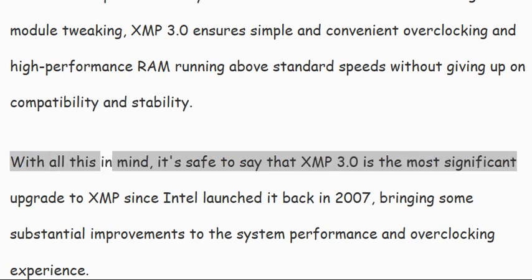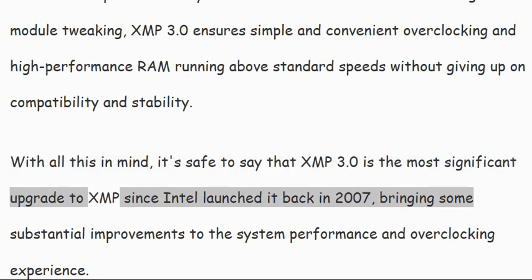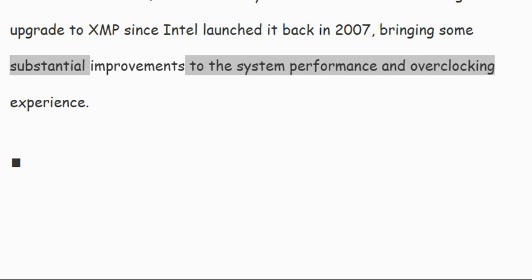With all this in mind, it's safe to say that XMP 3.0 is the most significant upgrade to XMP since Intel launched it back in 2007, bringing some substantial improvements to the system performance and overclocking experience.